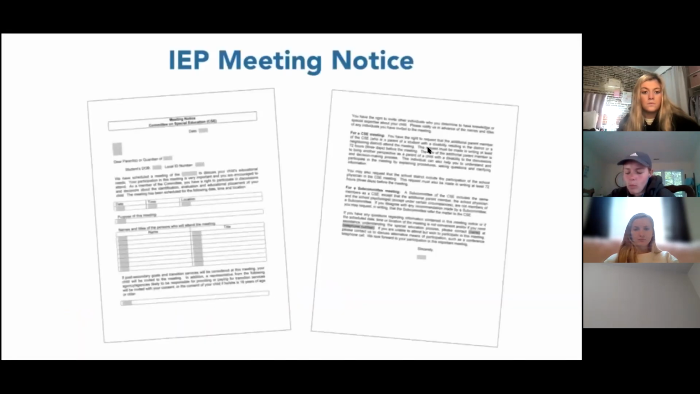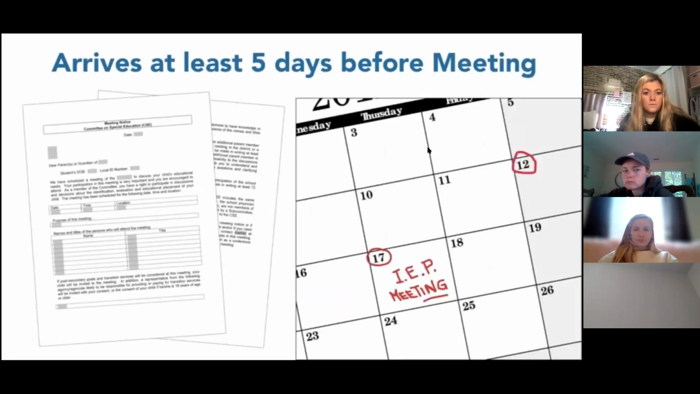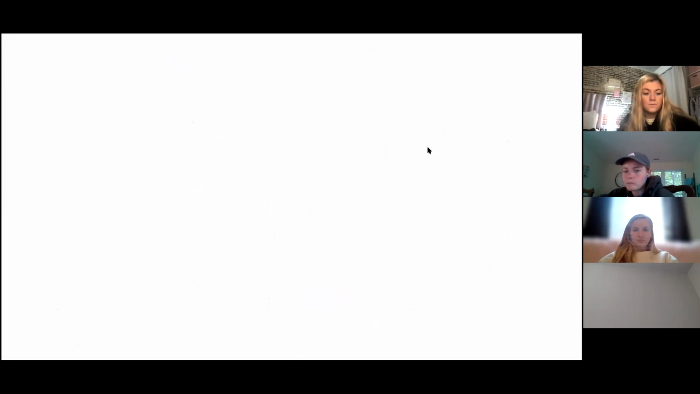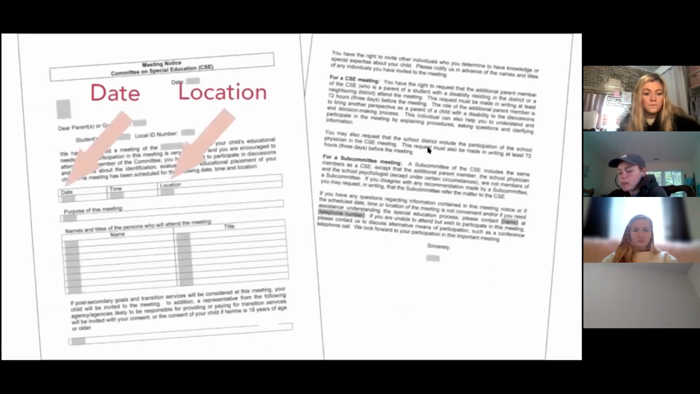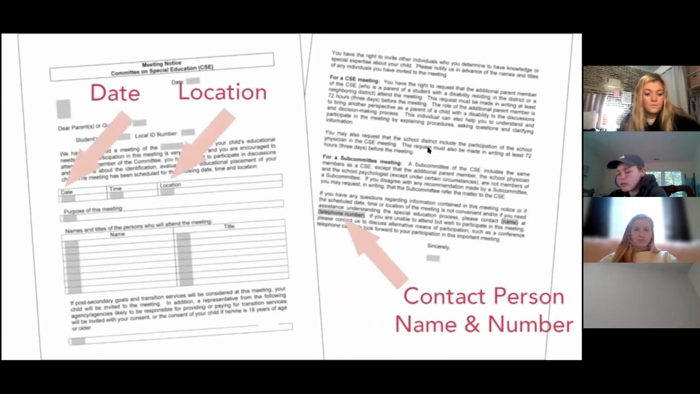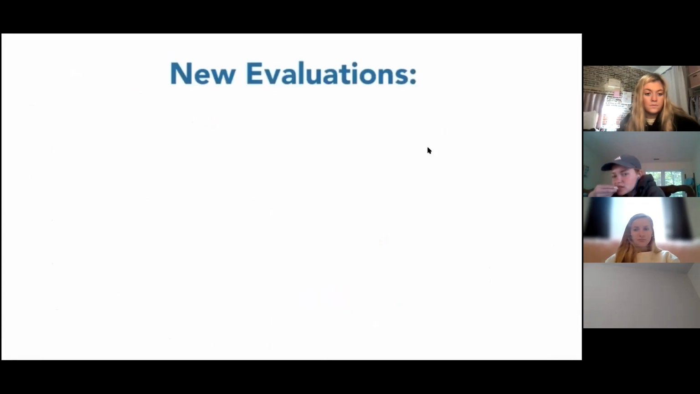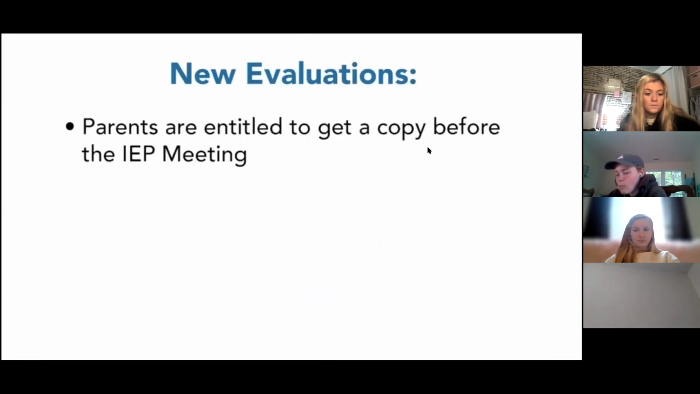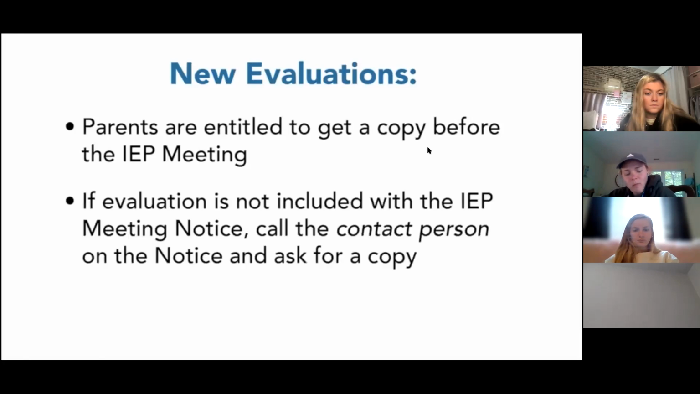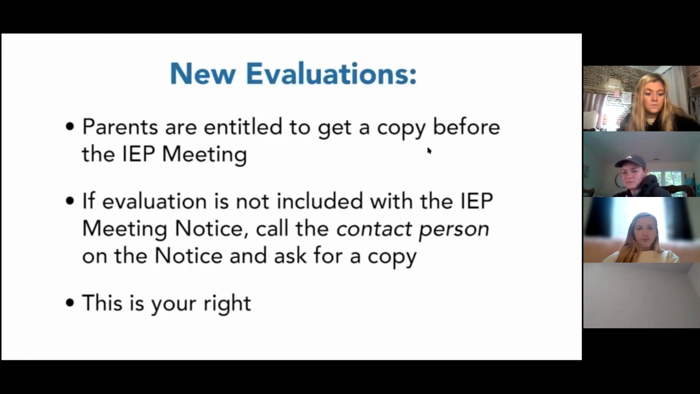The first document you should review is the IEP meeting notice. You should expect to receive one at least 5 calendar days before the scheduled date. The IEP notice contains the date and location of the meeting and the name and number of the contact person to call in case you have questions or need to reschedule the meeting. Whenever new evaluations are conducted, parents are entitled to a copy prior to the meeting to provide the chance to read and think about them in advance. If it isn't included with this notice, call the contact person named and ask. Having the evaluation prior to the meeting is your right.